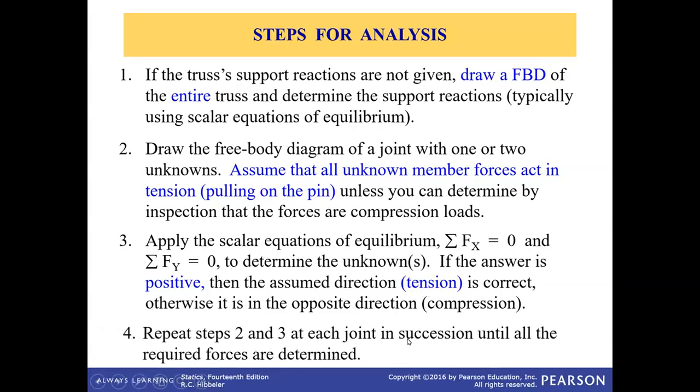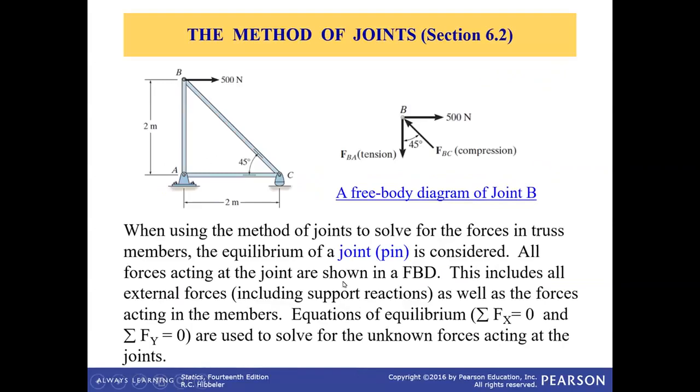Repeat steps 2 and 3 at each joint in succession until all the required forces are determined. So for example, in this case, if we need to calculate the forces in all three members, then first we draw free body diagram for joint B and solve for forces FBA and FBC. And then we draw free body diagram for A or C and calculate the force in the remaining member AC. So that's how we draw free body diagram for each joint and keep solving for the forces within the members and then move on to the next joint. And this method is called method of joints.